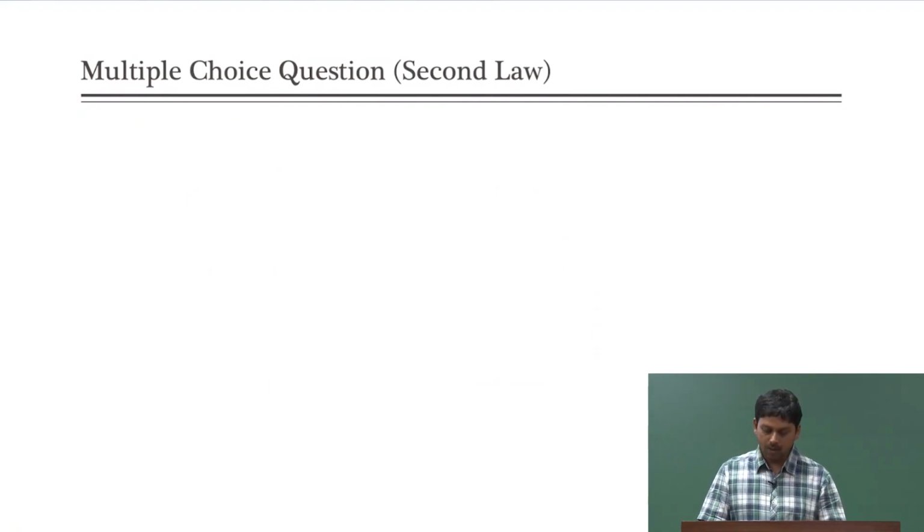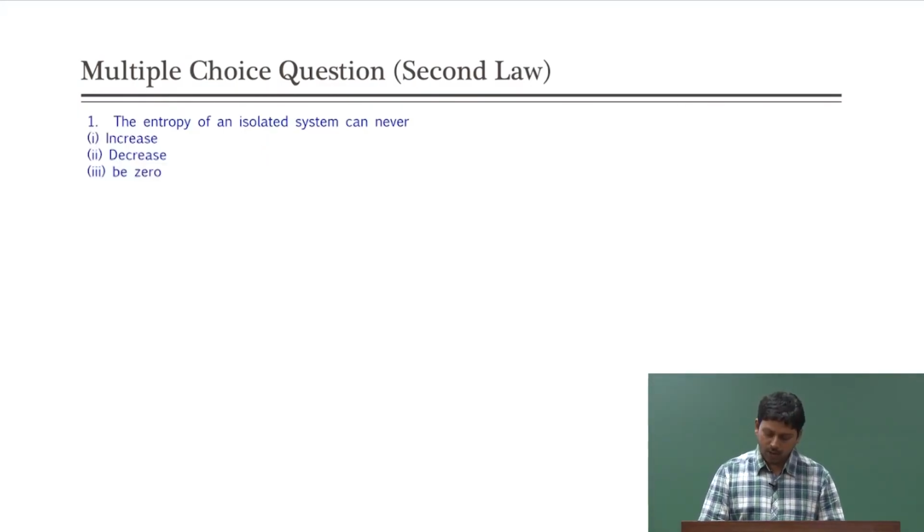Now, coming to the multiple choice questions for the second law. First question, the entropy of an isolated system can never increase, decrease or be 0. What does it mean? An isolated system is a system in which heat cannot come from outside to inside, or go out. However, an isolated system still can expand, just like our universe is an isolated system, and it is still expanding. So, if it expands, we know that entropy can change.